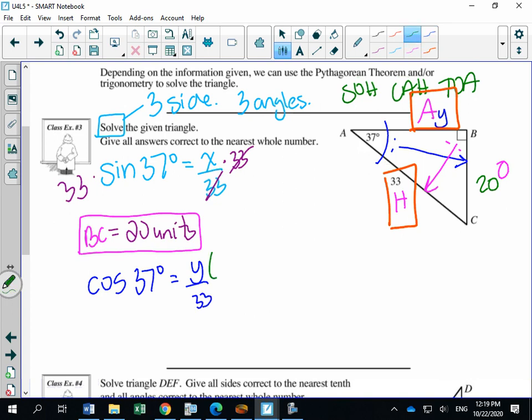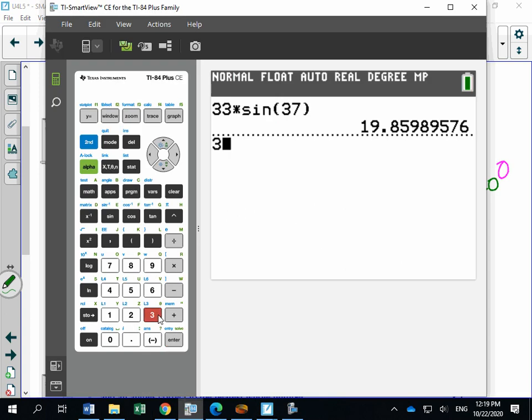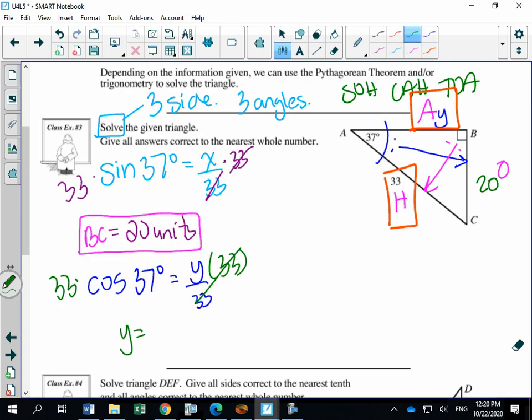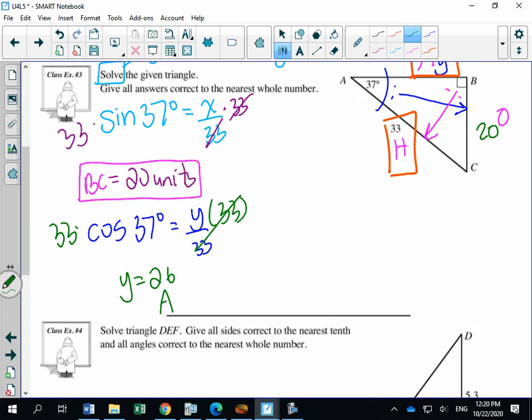Again, 33 is on the bottom. Multiply this by 33 and this by 33. Y is equal to 33 times the cos of 37, which is 26 point, whole number, 26. And then I'm not going to box that in because I'm going to say that Y is really what side? AB. AB is equal to 26 units.